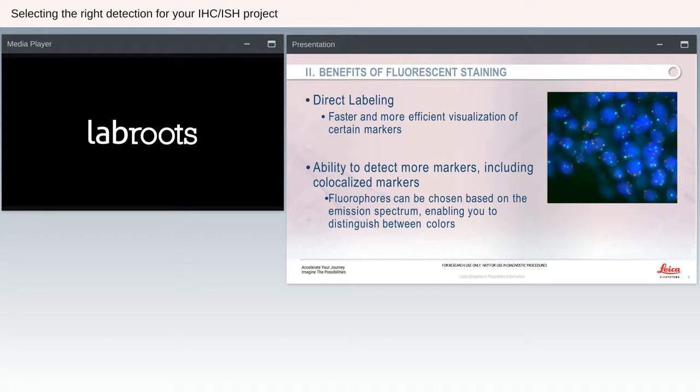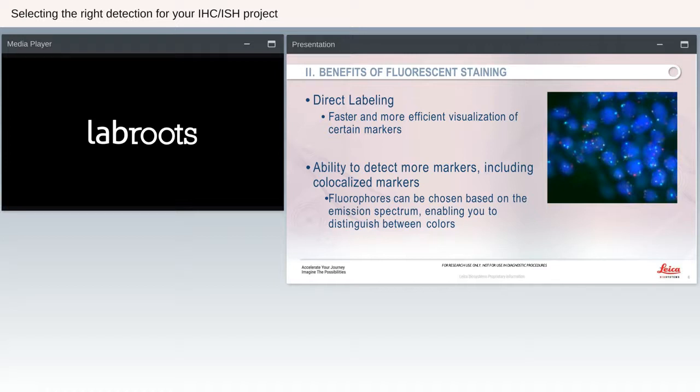Fluorescent detection technologies also offer the ability to detect more targets on the same sample. So like I said, if you've got co-localizing things, you don't have to worry about them overlapping. So we very often will see 7 or more targets being labeled on the same sample. Not all of them overlapping, mind you.